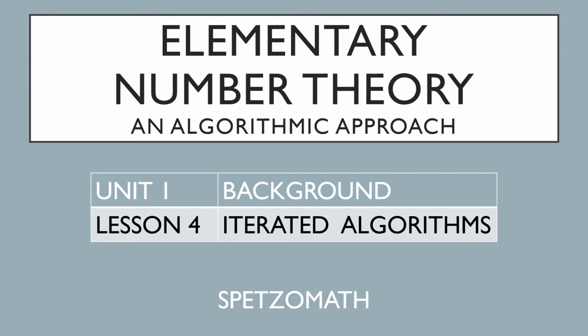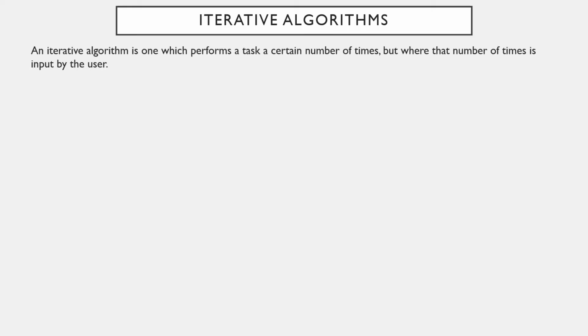Now we're going to go over a bunch of examples of what I've called iterated algorithms, flowcharts that describe a process that repeats itself some number of times. An iterated algorithm performs a task a certain number of times, but the number of times depends on the input of the user. So what it needs is a way to adjust its own structure based on the input.